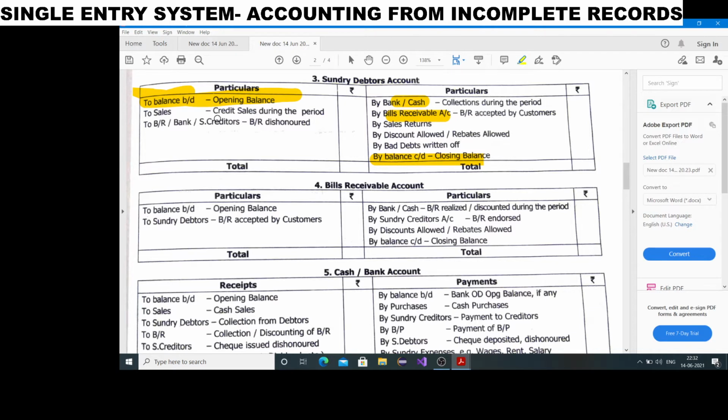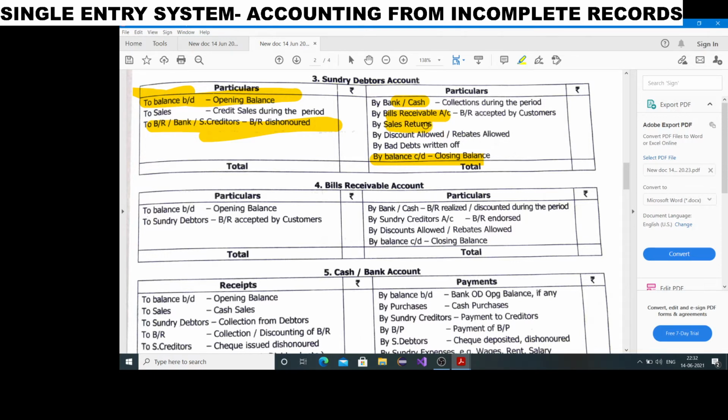And if the same gets dishonored, again you will record it as to bills receivable account, because this sundry debtors account will again become your debtor, and you'll record it as to bills receivable account. And this is discount allowed, I explained to you.